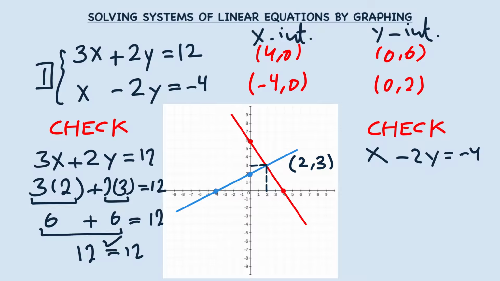Let us jump to the second one, x - 2y = -4. So we have to plug 2 instead of x, minus 2 times 3 equals negative 4. Sorry, is it equal to negative 4?